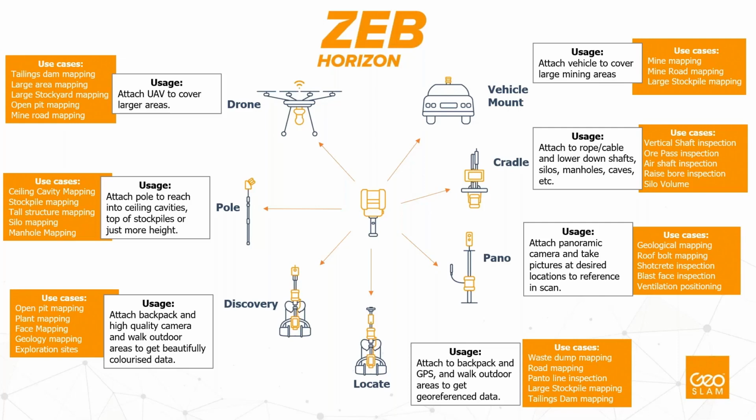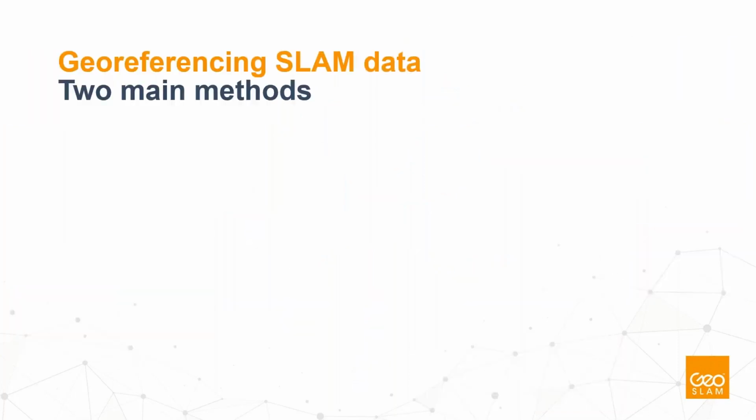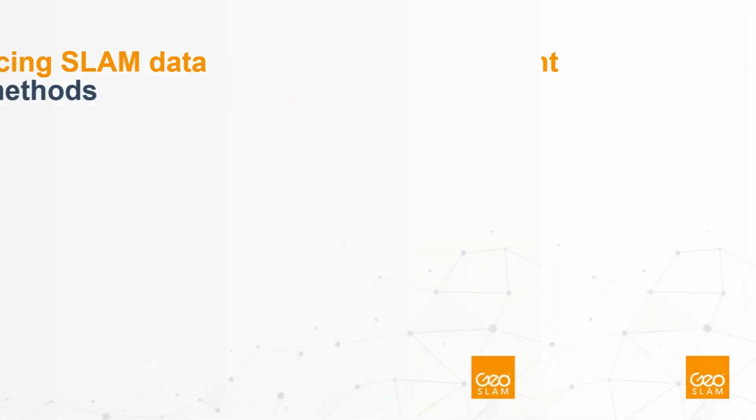I'm not going to talk too much about that now because I just want to mention that there's two main methods when it comes to actually georeferencing the data. I've spoken a lot about the different products we have, how we visualize the data coming into the mining data framework. But how do we georeference? This is why everyone's here today. So there are two main methods.